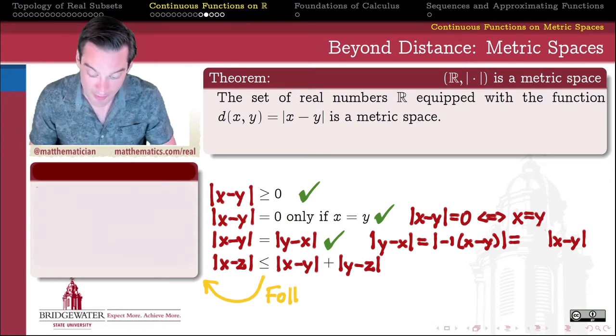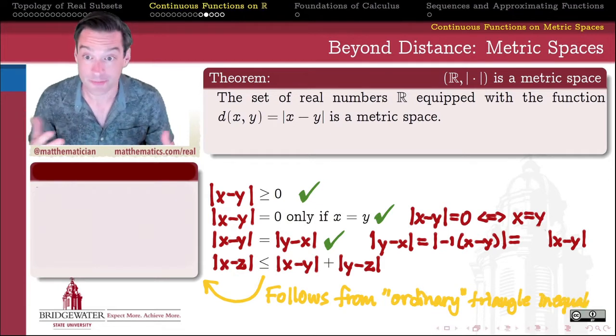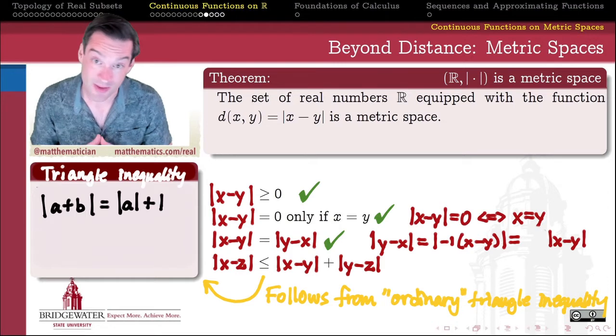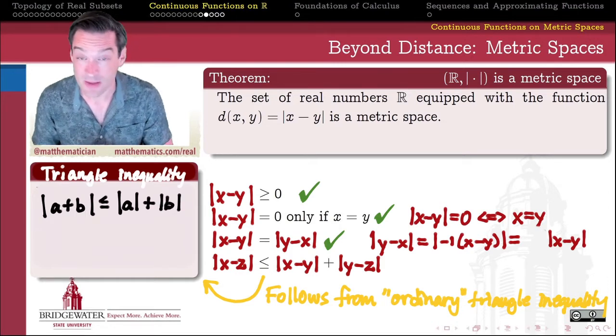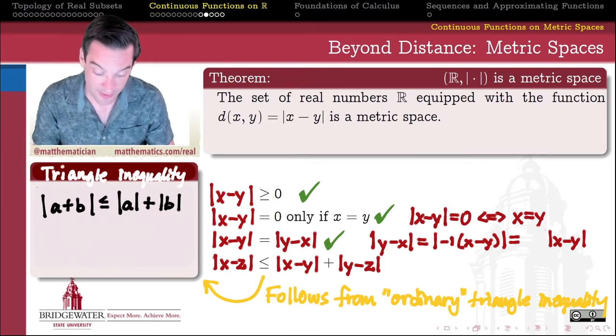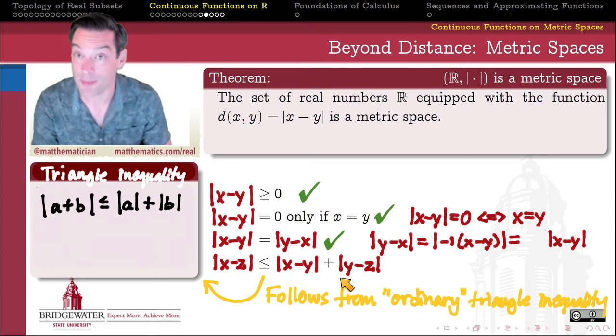Well, let's remember what version of the triangle inequality we learned a long time ago when we first started studying absolute values in analysis. The original version looked something like this. The absolute value of a plus b is less than or equal to the absolute value of a plus the absolute value of b. And on its face, it doesn't seem like this inequality should help me to prove the inequality that we're trying to establish right here.